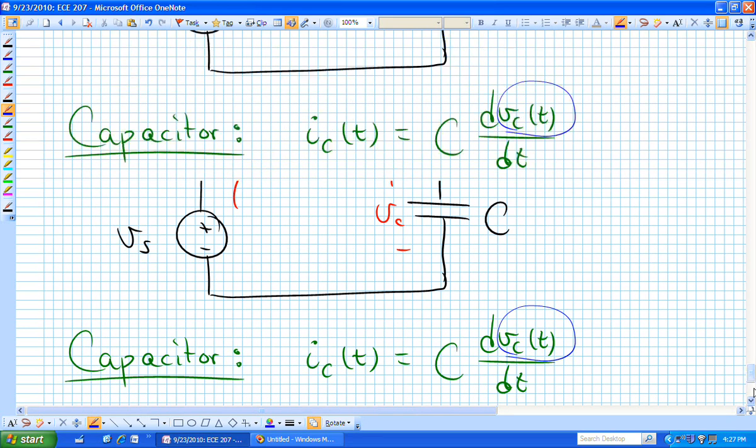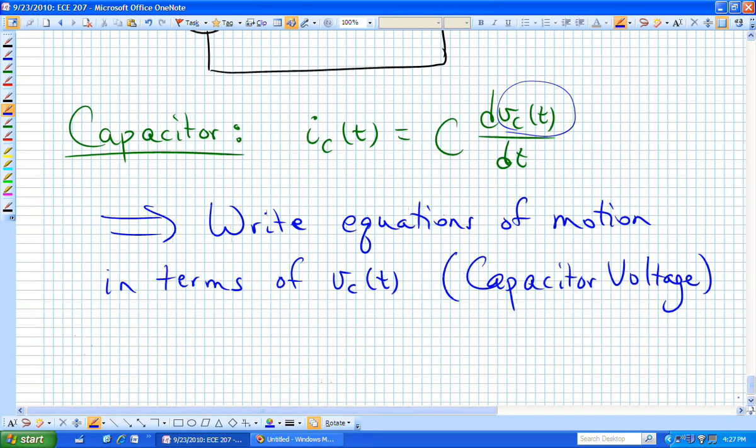We have one energy storage device of the passive elements in that circuit. It's the capacitor, and now that we have a capacitor, we want to write these equations that govern the dynamic behavior of that circuit in terms of the capacitor voltage.